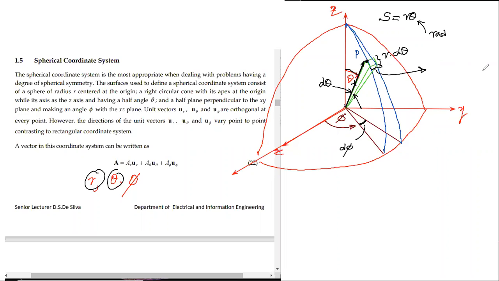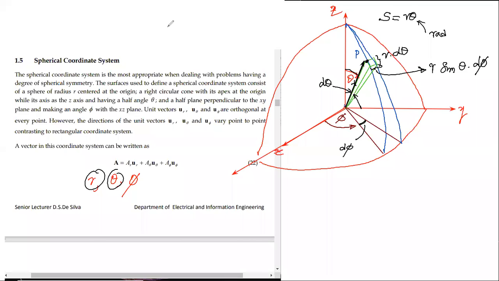How do you do that? You can write it down as r sine theta into d phi. This length you can write down something like that: r sine theta into d phi.